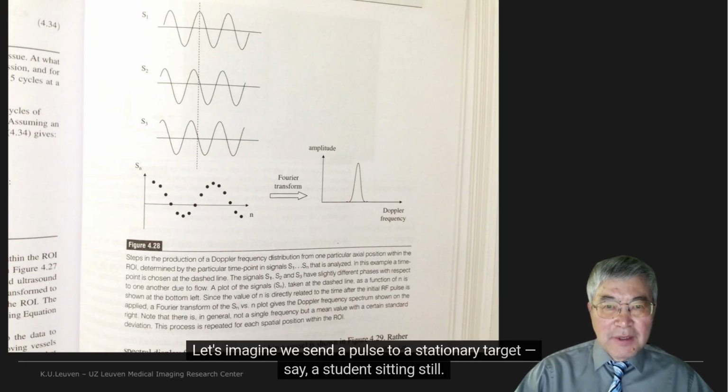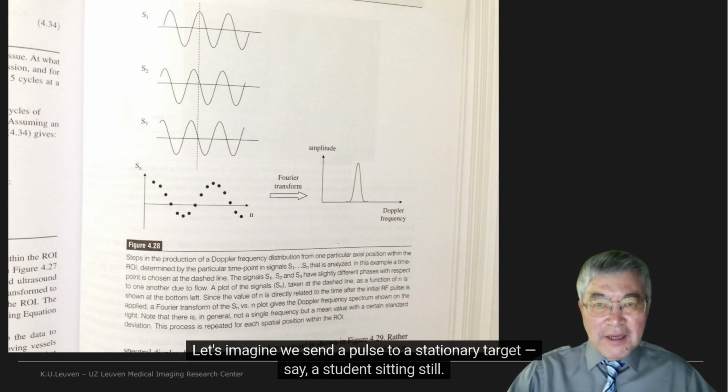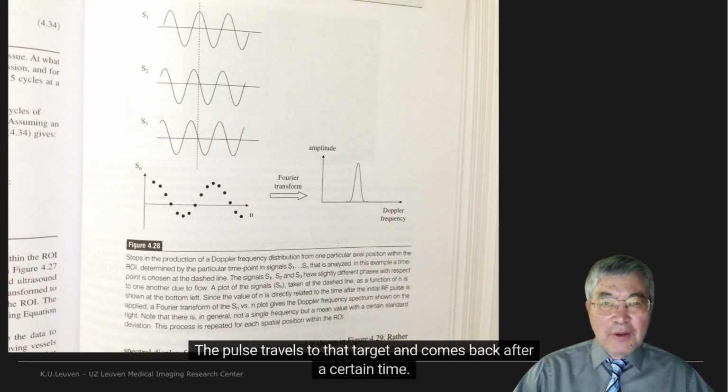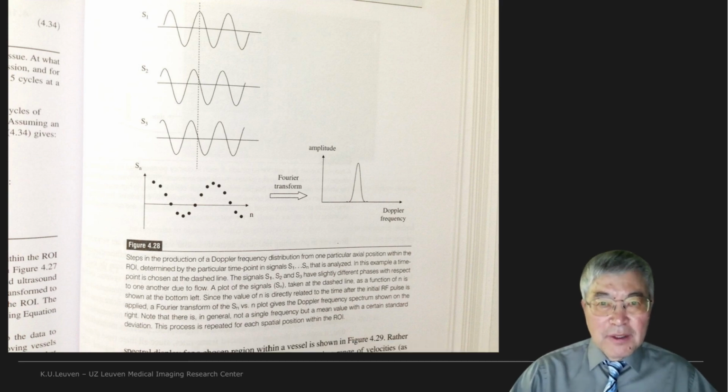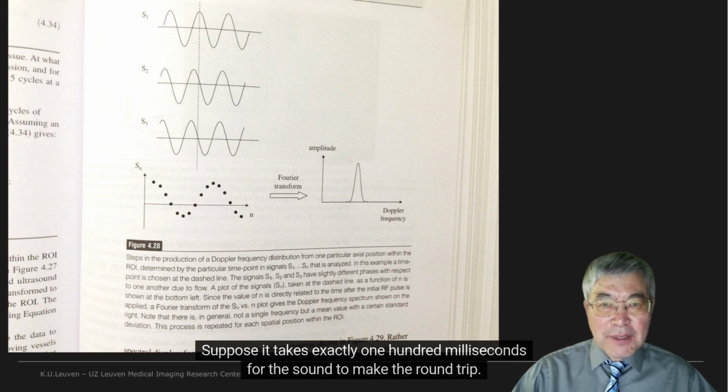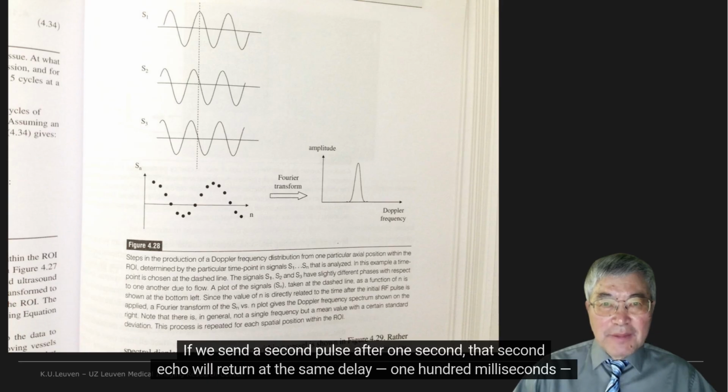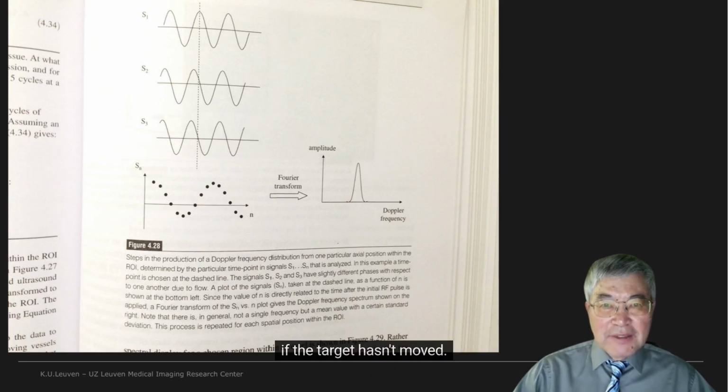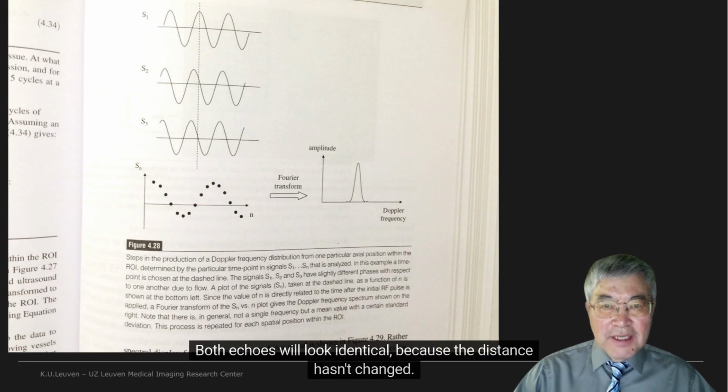Let's imagine we send a pulse to a stationary target, say a student sitting still. The pulse travels to that target and comes back after a certain time. Suppose it takes exactly 100 milliseconds for the sound to make the round trip. If we send a second pulse after 1 second, that second echo will return at the same delay, 100 milliseconds, if the target hasn't moved. Both echoes will look identical because the distance hasn't changed.